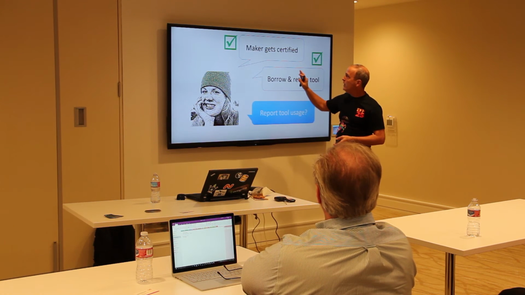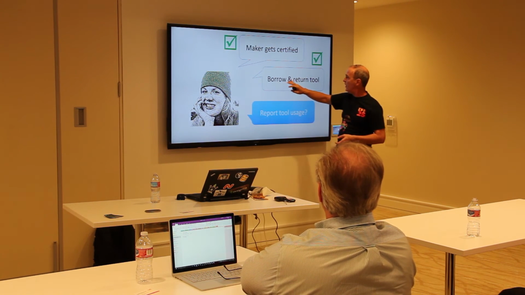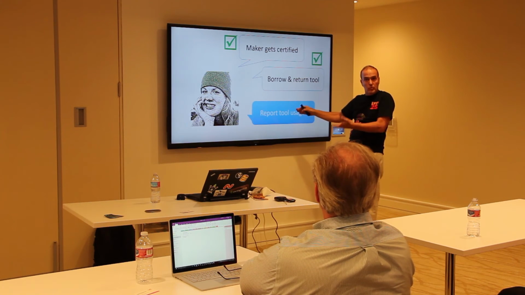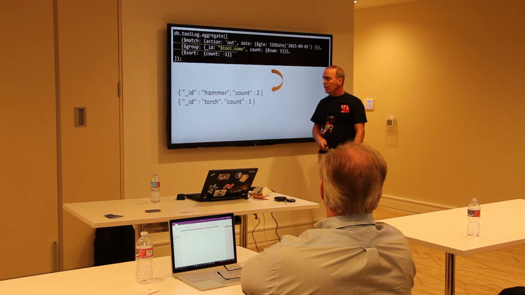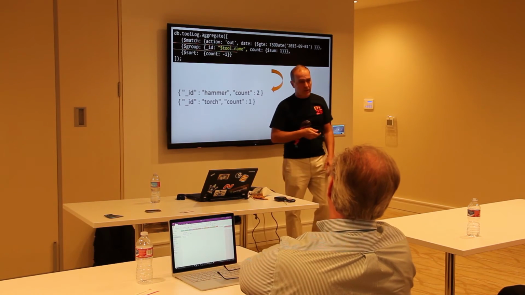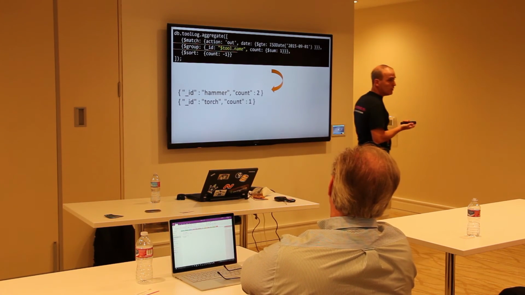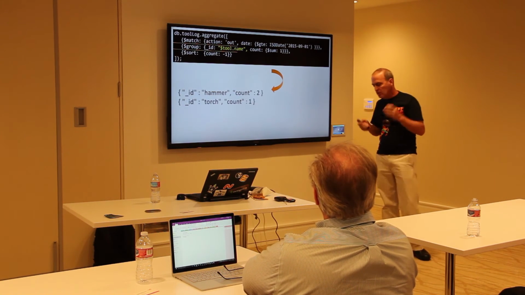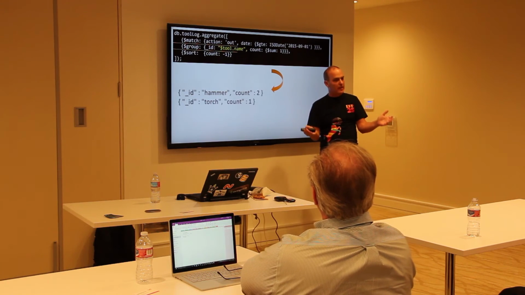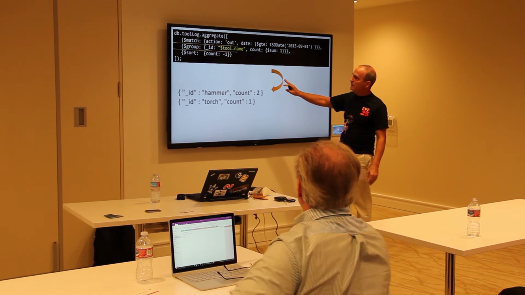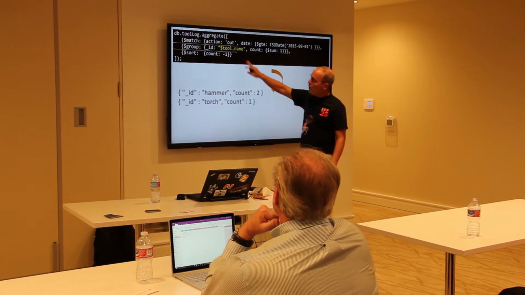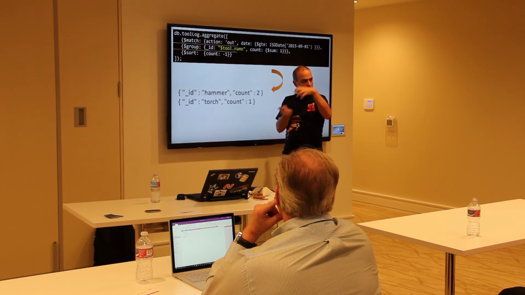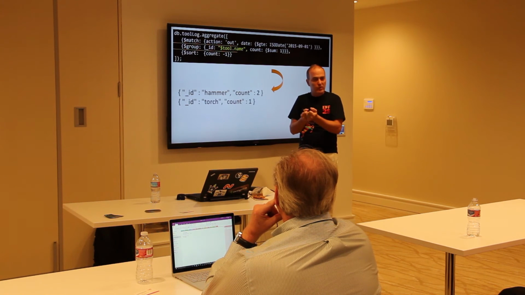So we have the maker get certified, and we have borrows and returns logged. How are we going to report the usage? For that, the best trick is the aggregation framework. The aggregation framework in Mongo is its join mechanism. There are no joins, sorry. It's its reporting mechanism. The reporting mechanism lets you go across a single collection and apply a pipeline of operations cobbled together to create your results.